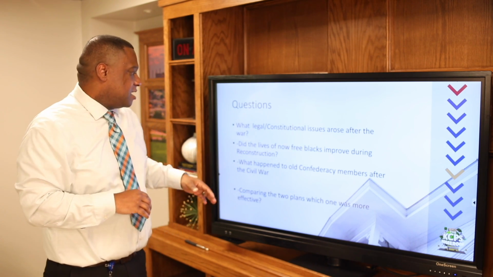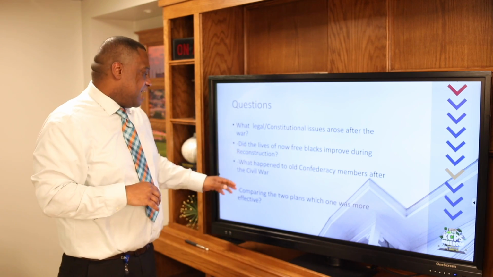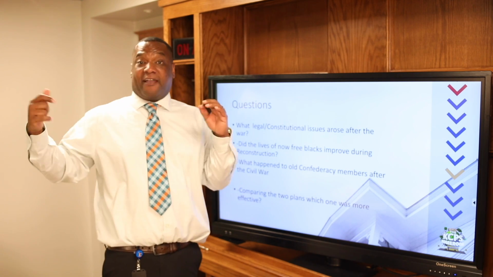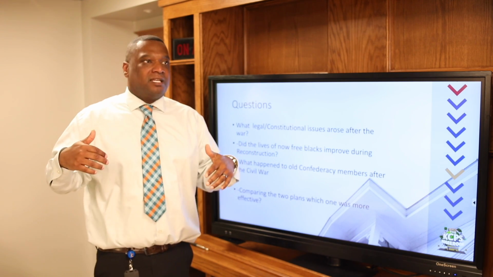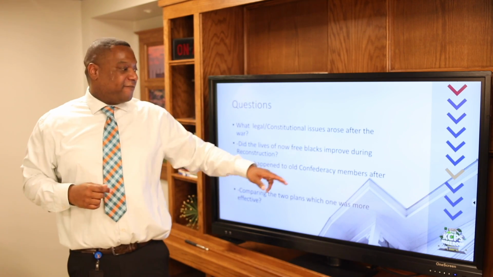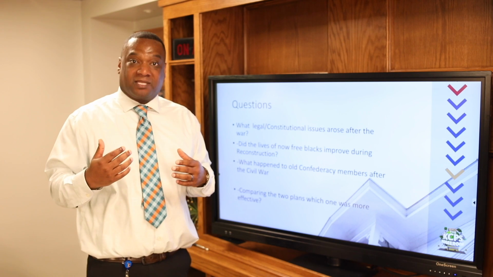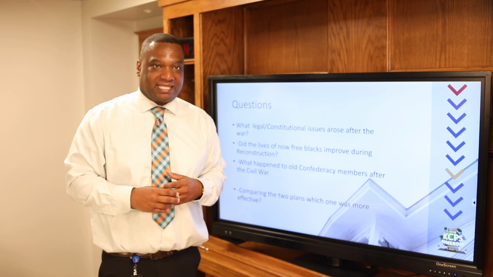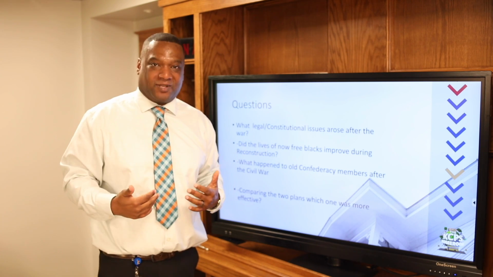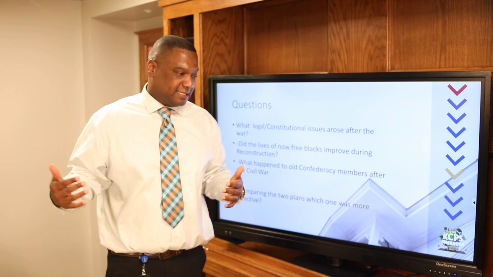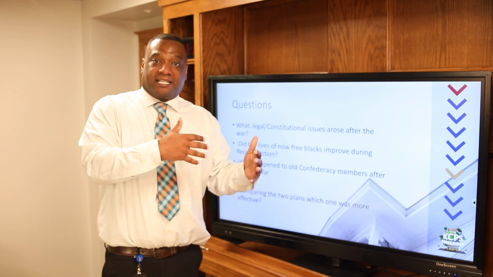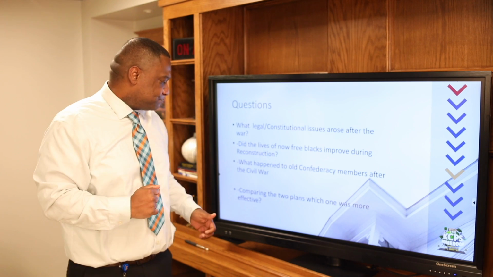What happened to the old Confederate members after the Civil War? With the 14th Amendment, remember that one gave African Americans the right to citizenship, right? But the 14th Amendment also stripped away the Confederacy's right to vote. If you were like Jefferson Davis, he lost his right to vote. He lost his right to be a citizen of the United States, right? To participate in open elections. So that's what happened to the old Confederacy, right? They actually lost their rights as men to be a part of the United States.